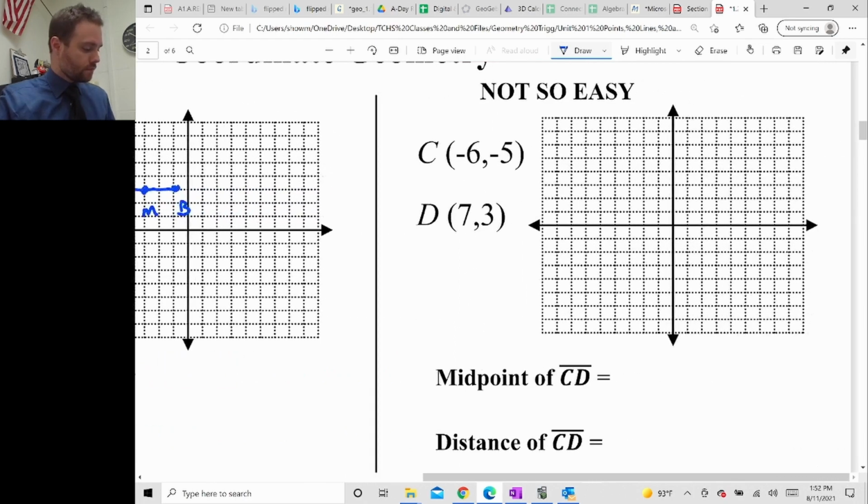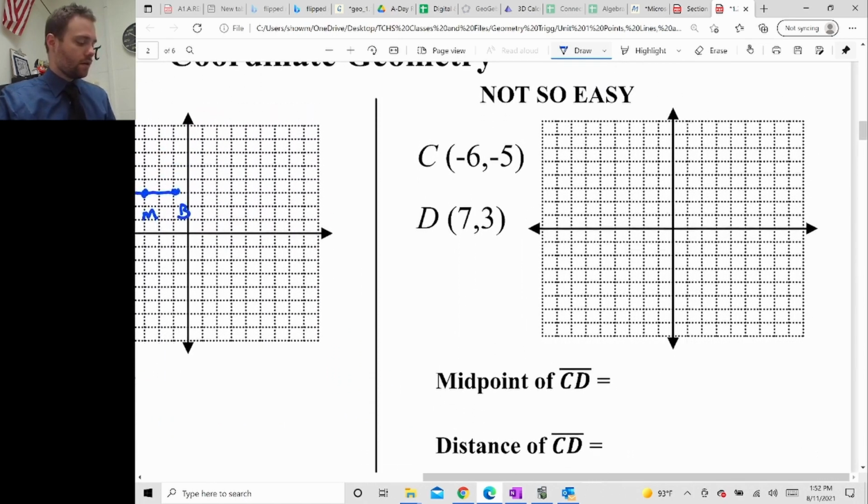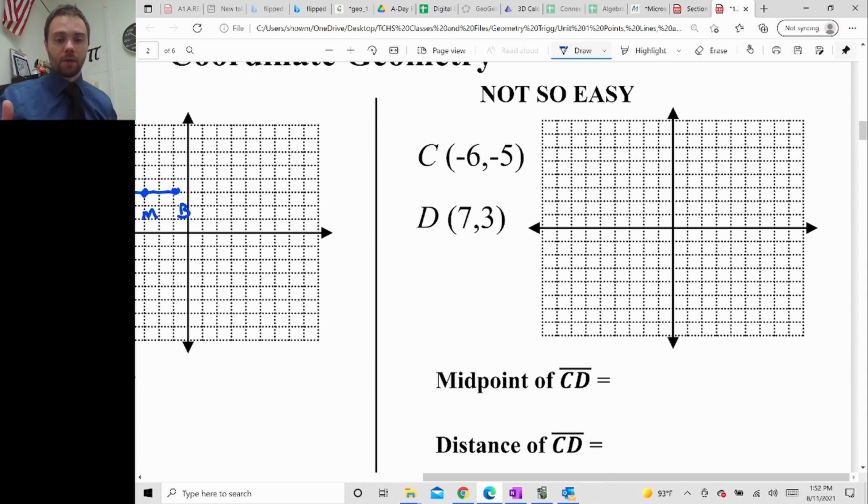The not so easy method is going to be when the points are all over the place. The first point they're giving us is C, which is negative 6, negative 5, so 1, 2, 3, 4, 5, 6, and 1, 2, 3, 4, 5. So that's point C. The second point they give us is D, which is 7, 3. So 1, 2, 3, 4, 5, 6, 7, up 1, 2, 3. So that's D.